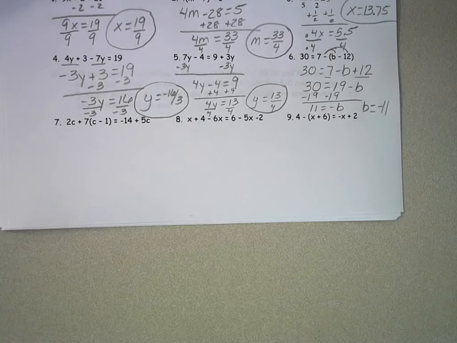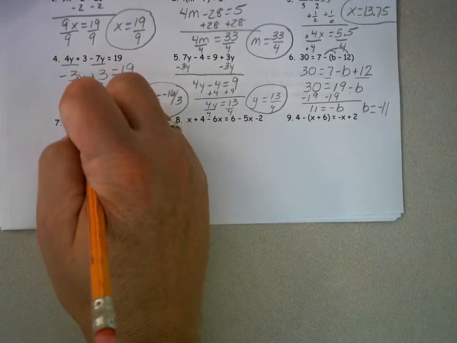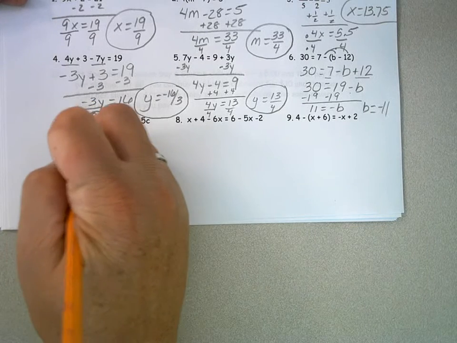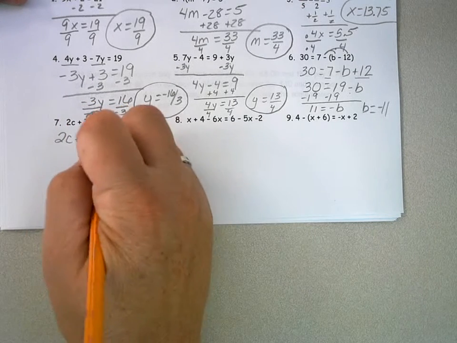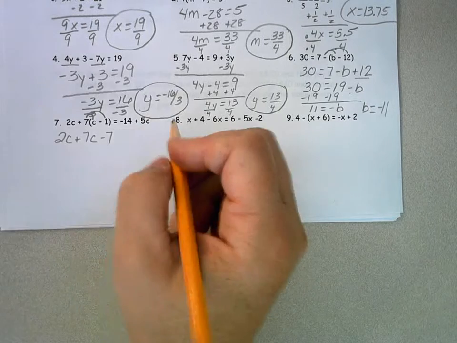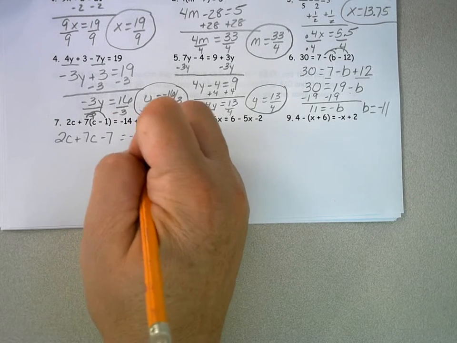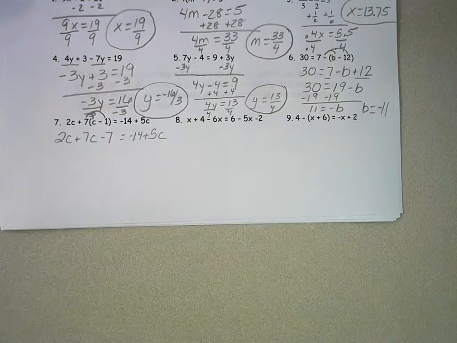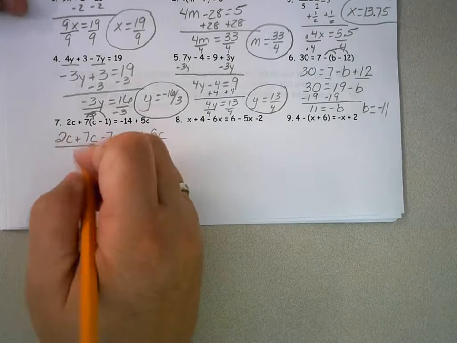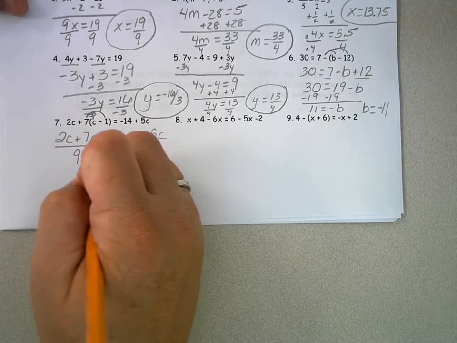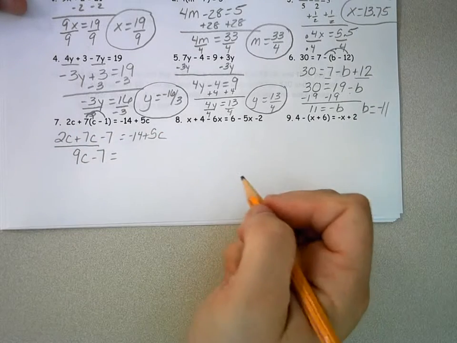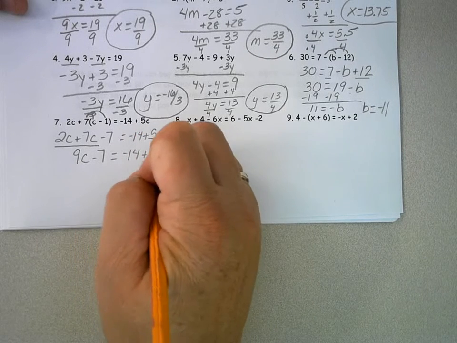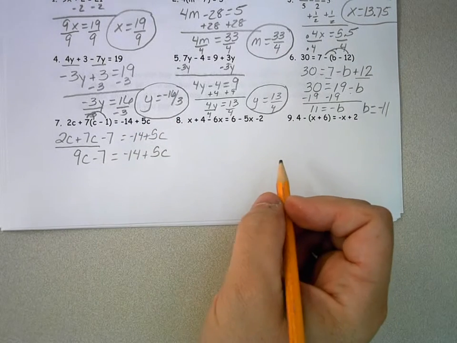7, 8, and 9 are a couple step problems. Number 7, first we need to distribute that 7. So that becomes 2c plus 7c minus 7 equals a negative 14 plus 5c. Combining these two, that becomes 9c minus 7 equals a negative 14 plus 5c.